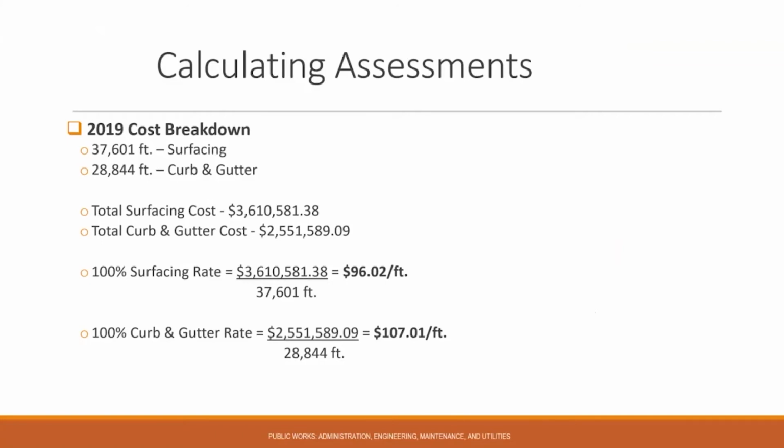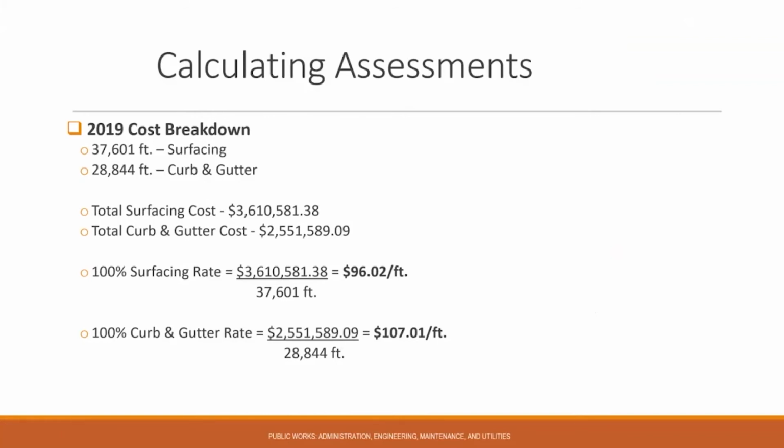To determine that 100% rate I spoke of earlier, what we would do is take the total cost of the improvement, so we'll start with the surfacing, divided by the total number of feet of parcels' adjusted front footages for all parcels subject to that assessment. And from that, we would come out with a 100% rate of $96.02 per foot.